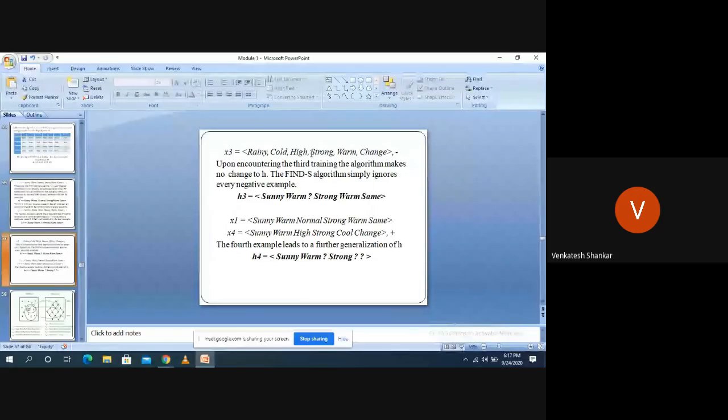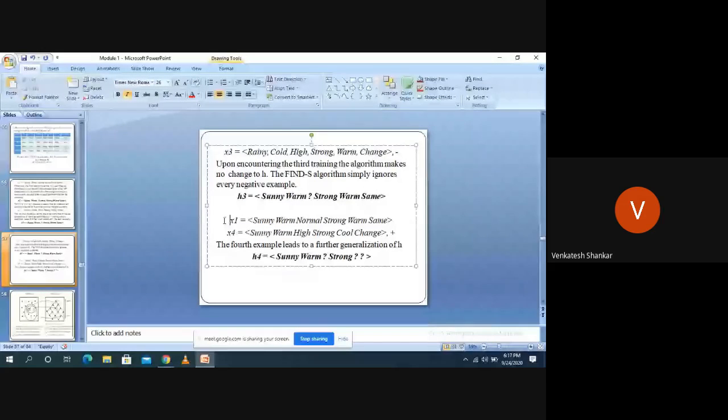See, upon encountering the third training example, the algorithm makes no change to h, because the FindS algorithm simply ignores every negative example. According to the FindS algorithm, here we are going to neglect the what? The negative example. But I'm going to go with the x4. So x4 I'm going to check with the x1. So depending upon the x1 and x4, I'm writing the H4. Understood here?